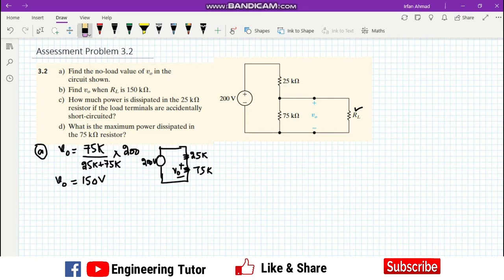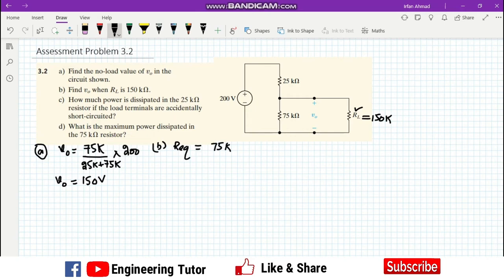So when the value of RL is 150k, we can see that these two resistors are in parallel with each other. So for part B, when these two resistors are in parallel, we have to find the equivalent resistance of these two resistors, which is 75k multiplied by 150k divided by 75k plus 150k.